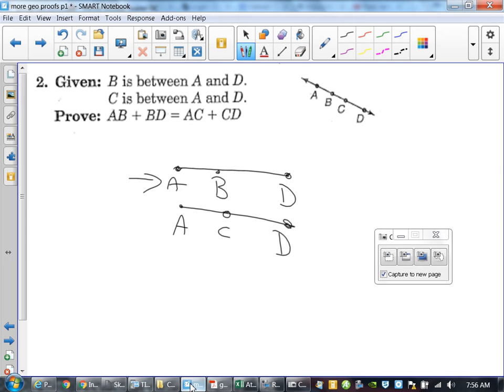Looking at this quick little diagram here, AD is now made up of what two segments? Here, AD is made up of what two segments? Hey, didn't we just write something down about two segments that both equaled AD? You just did the proof.